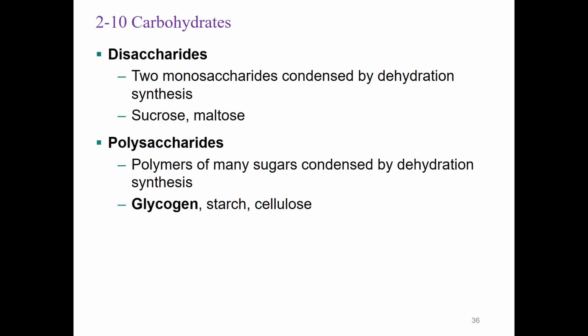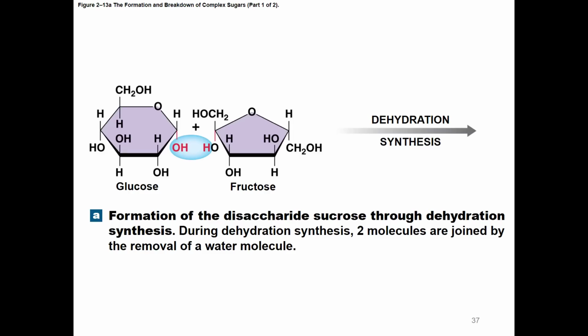Polysaccharides are made of many sugars condensed together or connected by dehydration synthesis. And this is going to include glycogen, starch, and cellulose. So here's a picture of dehydration synthesis. I promised we would come back to it. Dehydration synthesis is also called a condensation reaction, and this is how we form more complex sugars.